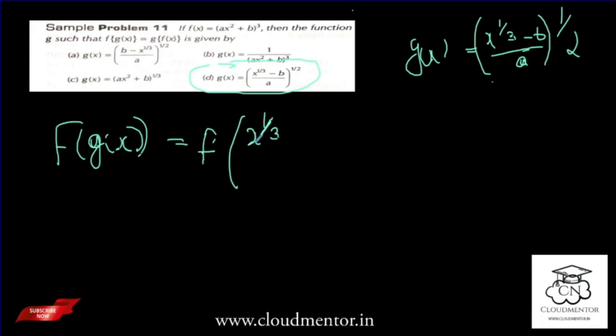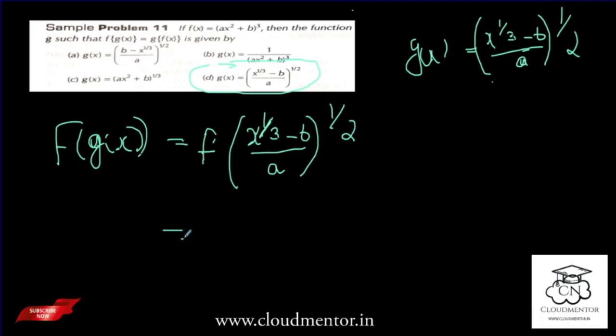Oh my god, my pen is really bad. So x raised to 1 by 3, not 2 raised to 1 by 3. x raised to 1 by 3 minus b, f of x raised to 1 by 3 minus b by a, the whole raised to 1 by 2. That is the f of g of x. g of x is this one, so f of g of x must be f of x raised to 1 by 3 minus b by a raised to 1 by 2.